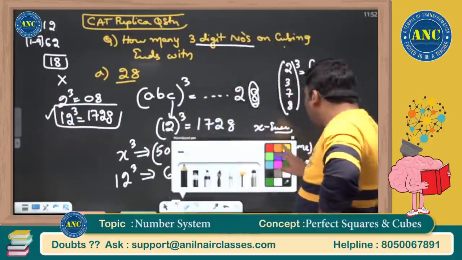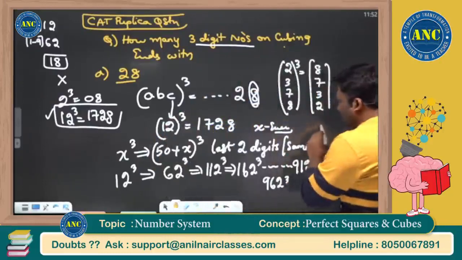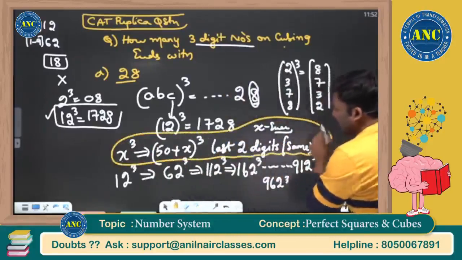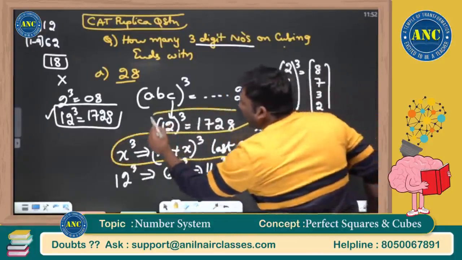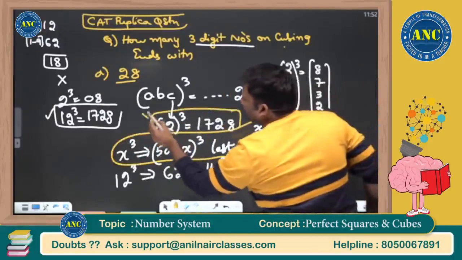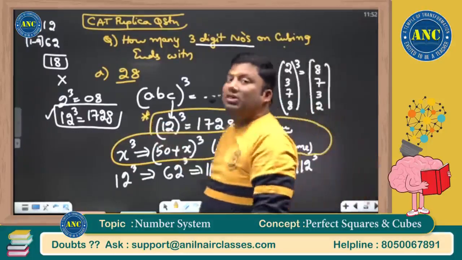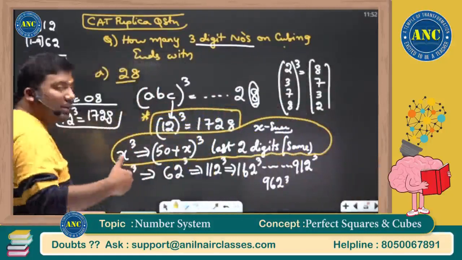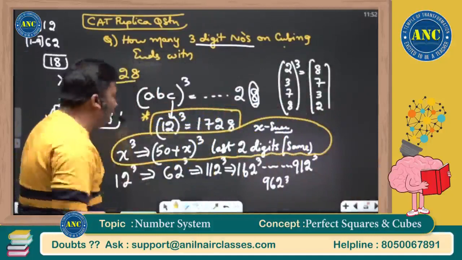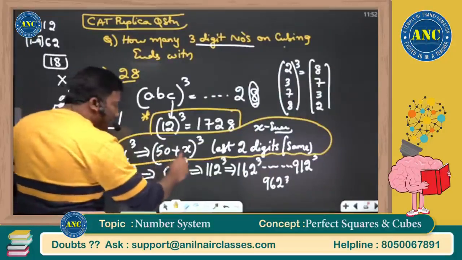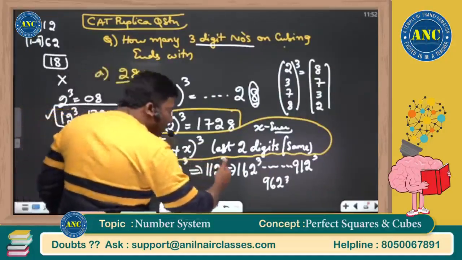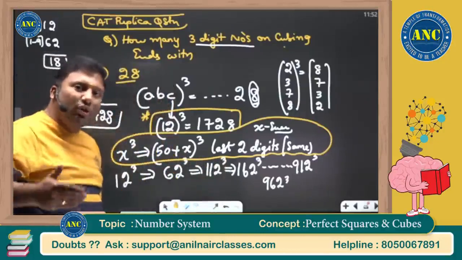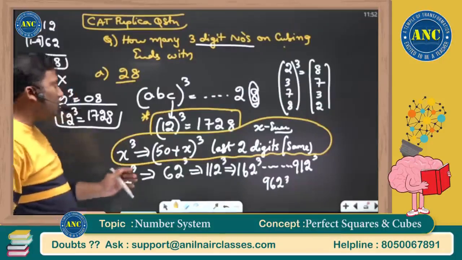The student who knows this logic can do it in just less than 1 minute. The only thing is, you have to find the lowest number on cube which ends with 28. Once we get the value of x, then it is nothing but keep on adding 50. X is 12. 50 plus 12 is 62. 62 plus 50 is 112. 112 plus 50 is 162. 162 plus 50 is 212, and so on.